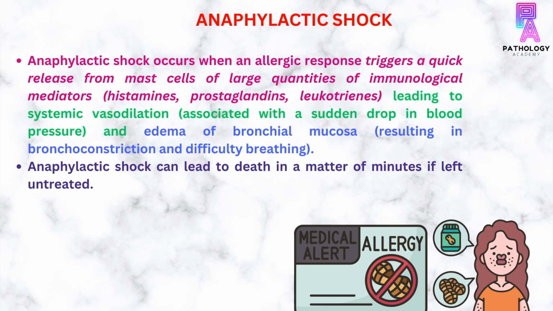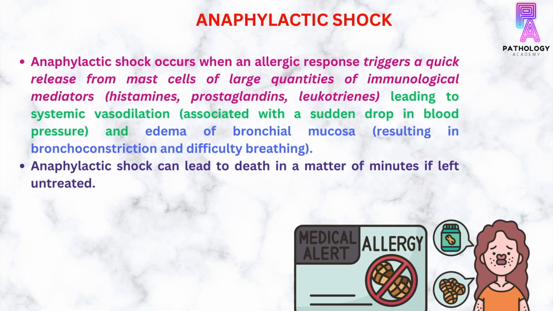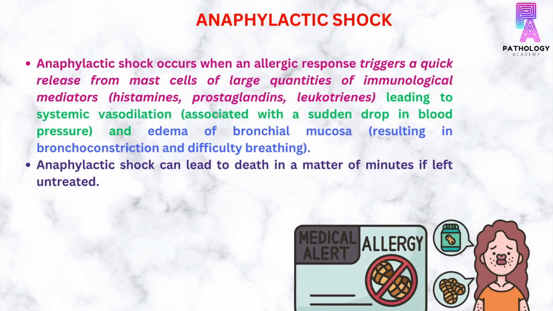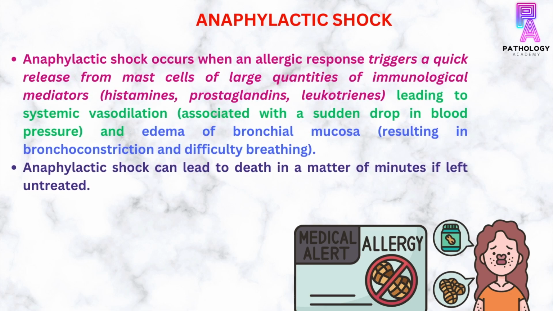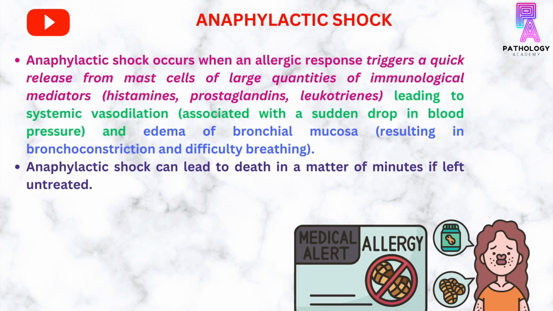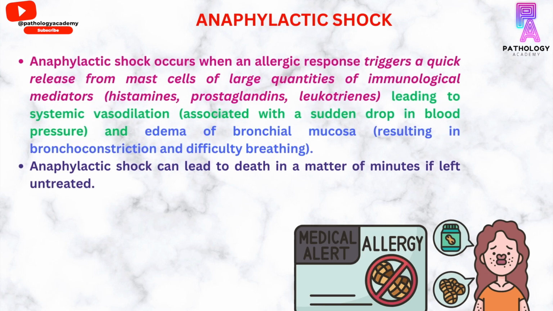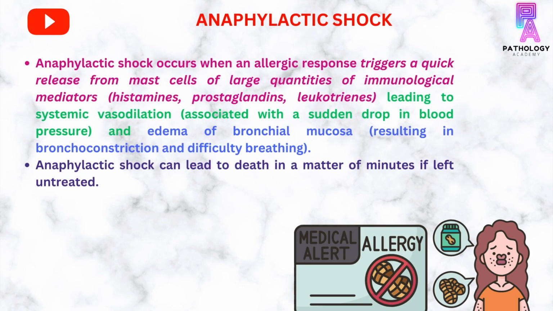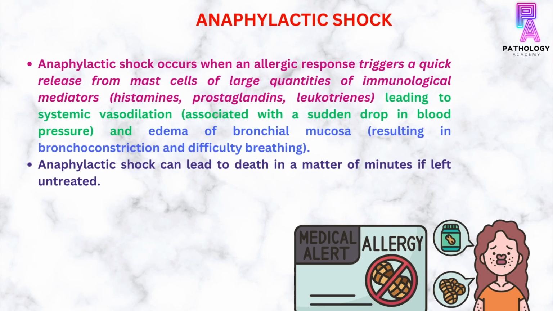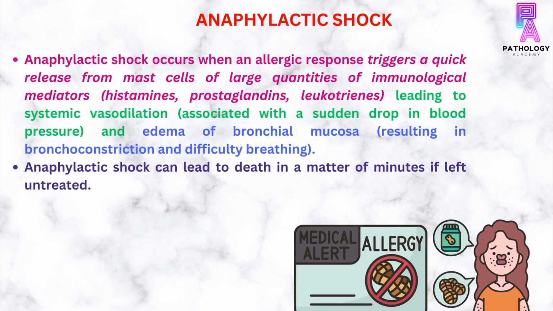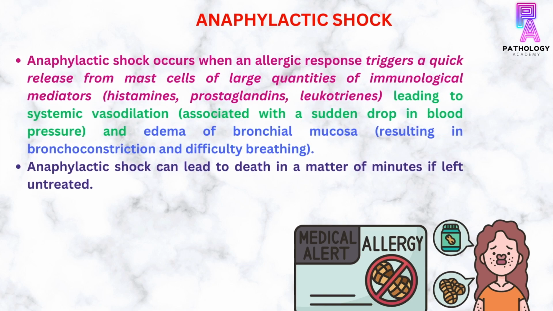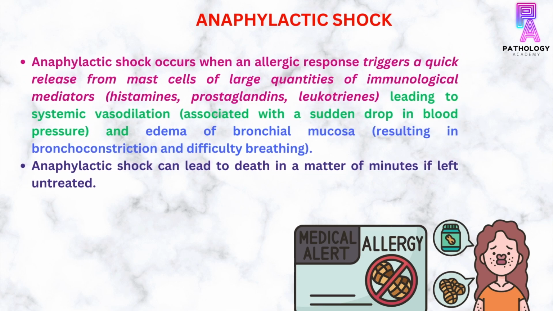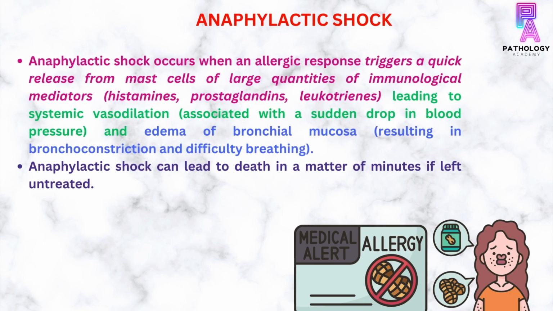Anaphylactic shock can occur whenever there is an allergic response. Because of the allergic response, there is a release of large quantities of immunological mediators like histamines, prostaglandins, and leukotrienes from the mast cells, which lead to systemic vasodilatation, causing a sudden drop in the blood pressure and edema of the bronchial mucosa, resulting in bronchoconstriction and difficulty in breathing. If left untreated, anaphylactic shock can lead to death in a matter of minutes. So it is very important to treat anaphylactic shock as soon as possible.